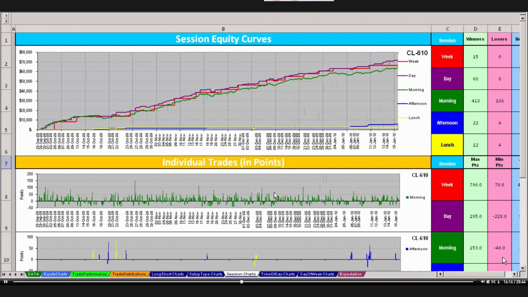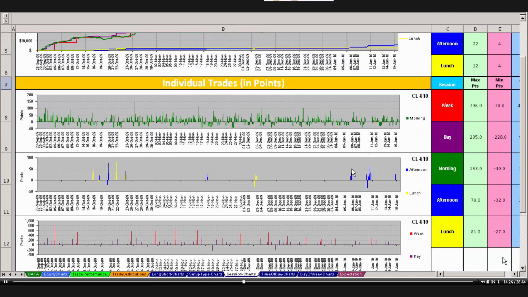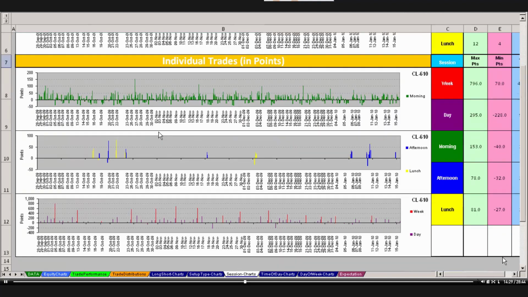The lower graphs, again, are in points, and they're broken up by morning trades, afternoon trades, and lunch trades, and then the week and the day. In this particular trading system, we can see that these red bars represent the weeks, so we can see that there were a lot of winners. In fact, I think every week was a winner for this trading system. But you can see that the day is in purple, and there were a few losing days, but not very many.